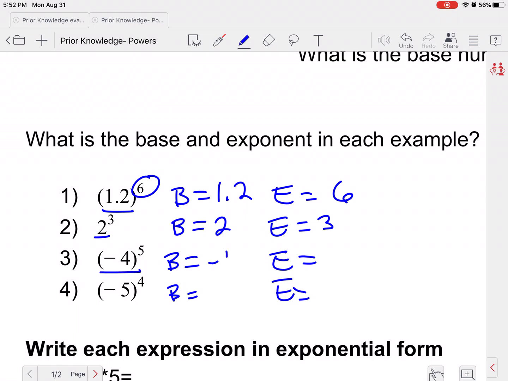Again, here we have a base of -4. We want to make sure we take that negative sign there and have an exponent of 5. Go ahead and try this one on your own. So the base would be -5, and the exponent would be 4.